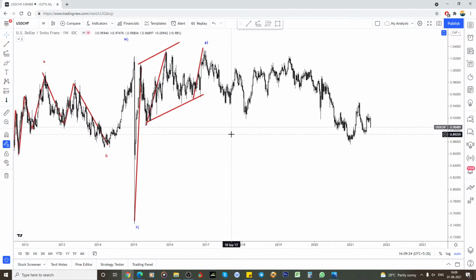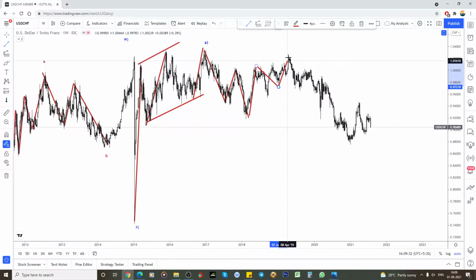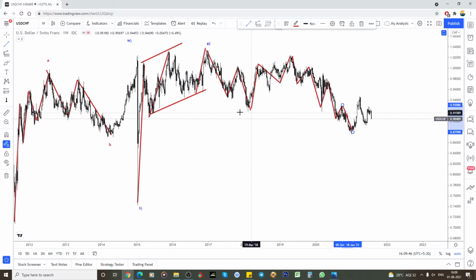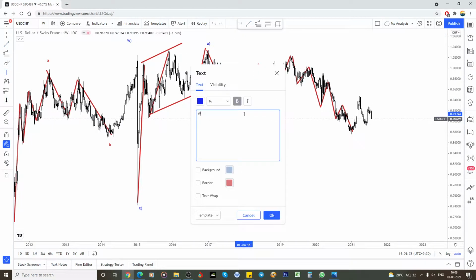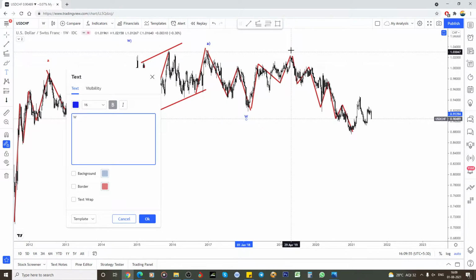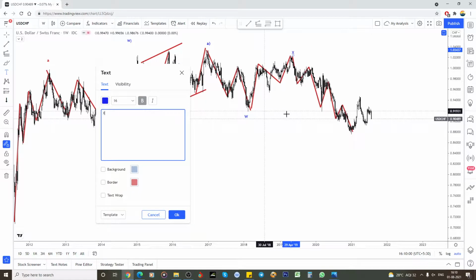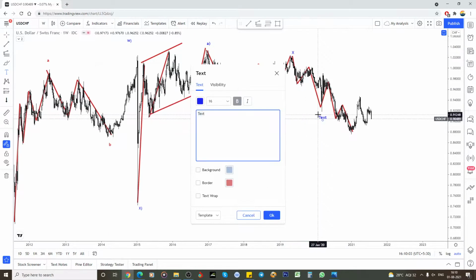Now here this is looking like a three-wave structure, and again it is looking like another three-wave structure. Here also it's a three-wave structure. Again there is a three-wave structure. Again there is a three-wave structure. So this is all making a WXY pattern for the B. So here also one ABC is completed. So we can make this a W. Again ABC, so this is the X wave. So again ABC, and it's already broken this low. So that means this is the end of the Y.